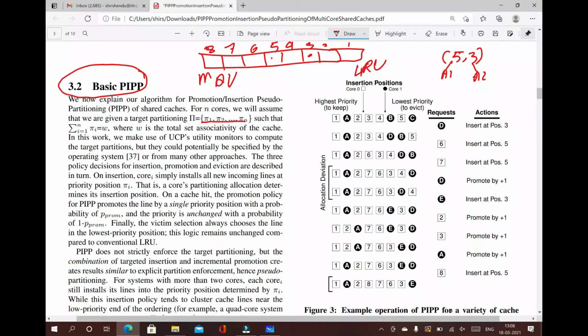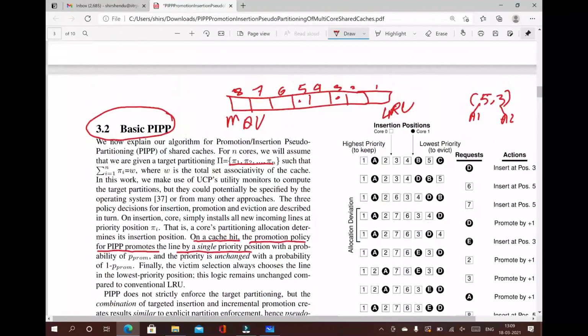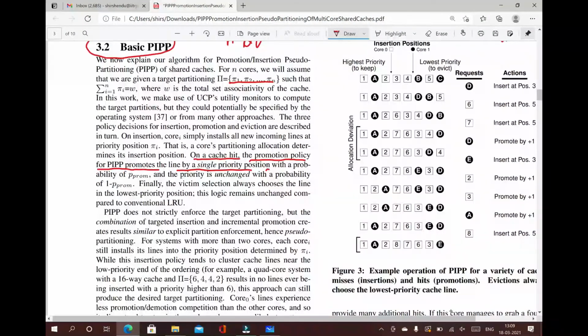And the promotion policy is that every time there is an access, the position will be incremented by 1 with high probability, and with low probability it will remain the same. It is written here on a cache set. If you read from here, the promotion policy of PIPP promotes the line by a single priority position with a probability of p_prom. It means they will increment it in this line. It is 5, so if we promote it, then it will be here, right? And the priority is unchanged with a probability of 1 minus p_prom.